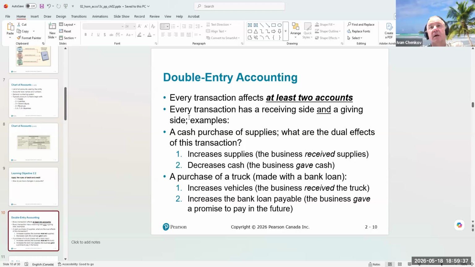Now, if we buy supplies, for example, before we buy supplies, we have cash, but we don't have supplies. Once we buy the supplies and pay with cash, now we don't have the cash, but we have supplies. Now, if we decide not to pay, the cash is going to stay. We're not going to touch the cash now. We're going to buy the supplies and promise the vendor that we're going to pay after 15 days.